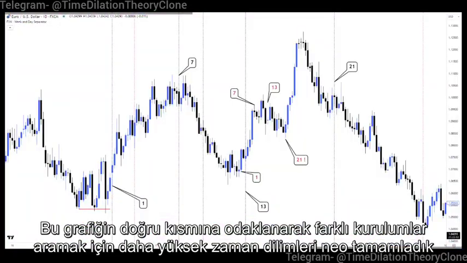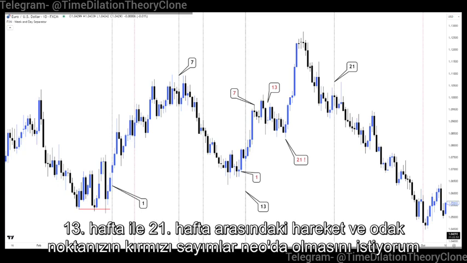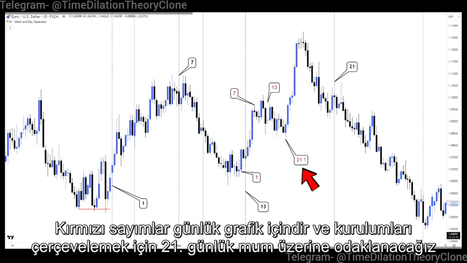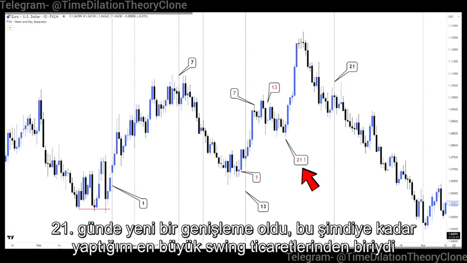Let's get back to higher time frames to seek different setups, focusing on the right portion of this chart, Neo. We've completed analyzing the movement in between the 7th week and 13th week, and now we're currently analyzing the movement in between 13th week and 21st week, and I want your focus to be at Red Countings, Neo. Red Countings is for daily chart, and we'll be focusing on 21st daily candle to frame the setups this time. Also, please pay attention to 7th candle and 13th candle, where we've got retracement before the new expansion on 21st day.